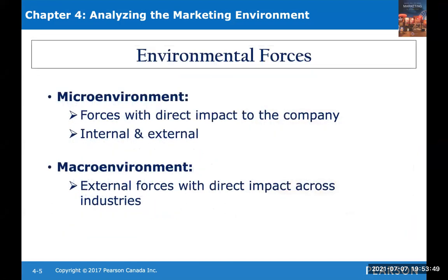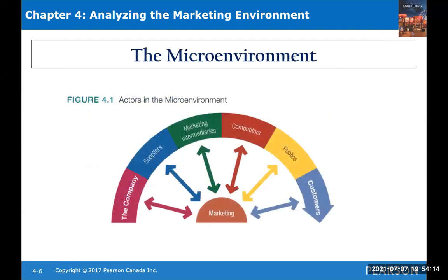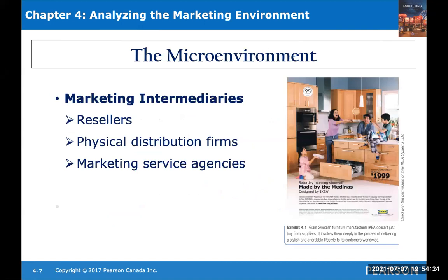And we mentioned the micro environment and the macro environment. And we said that the micro environment are the direct things that affect a company and the macro are the external things. So I'm sure you have heard about SWOT analysis. So the internal and external: strengths and weaknesses are internal, but opportunities and threats are external. In other words, those are macro, but strengths and weaknesses are micro. And these are some of the micro actors: the company, suppliers, marketing intermediaries, competitors, publics, customers.